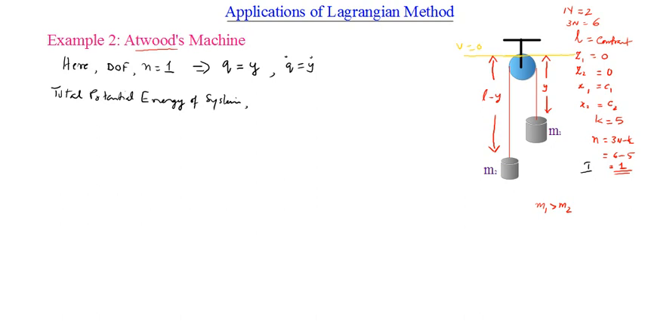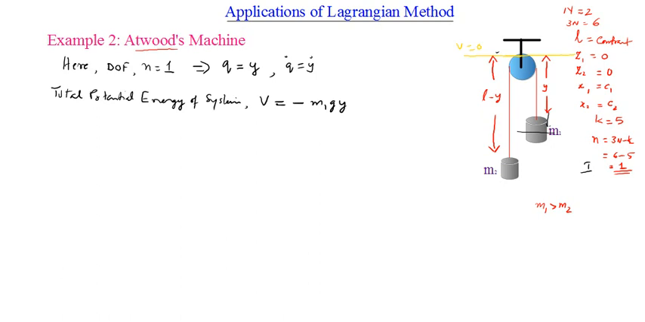V will be equal to, V is usually mgh. Now the reference level for height is here. So what will be the potential energy of m1? I am writing minus m1 g into, instead of h it will be y. It's not from here to here, that is y. Up to the center of mass or something like that. So minus m1 g y, that is the potential energy of the first mass.